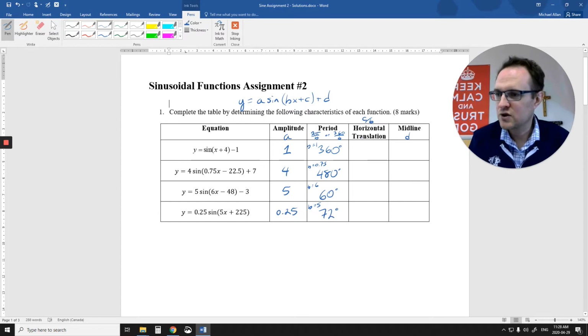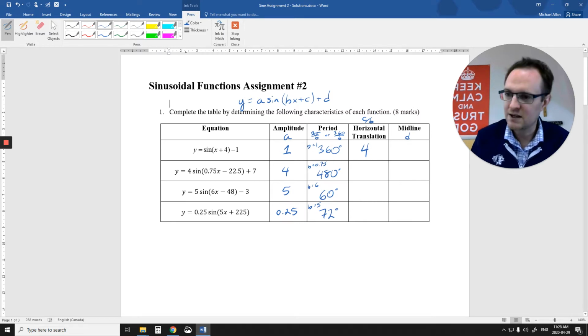Cool. Horizontal translations here, we're going to take our C divided by B. So this one's going to be 4. We're not going to be concerned about which way it's going, so just put a 4 there. 22.5 divided by 0.75 here, so you have 30. 48 divided by 6. If you want to include the negative in this one, you can, so you can say negative 8, because that's going to be useful if you want to try to determine which direction it's going. And 225 divided by 5 is 45.